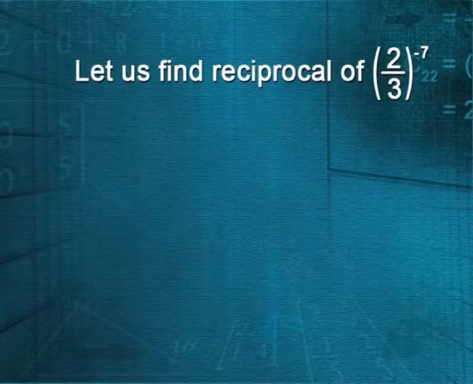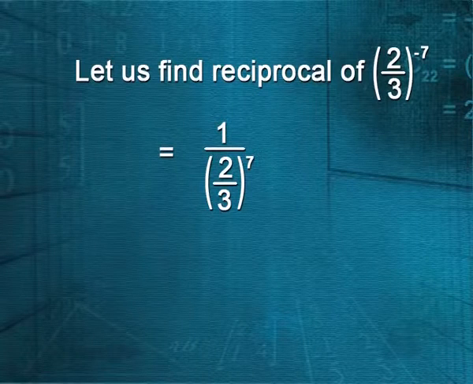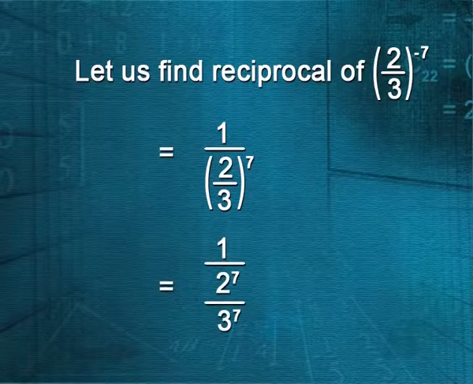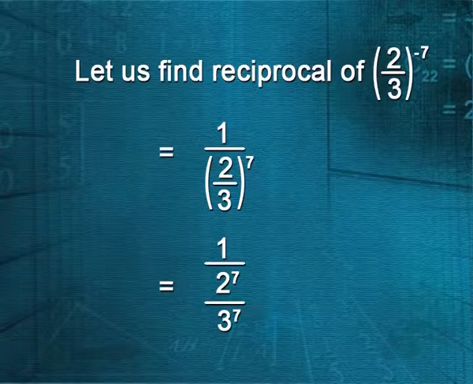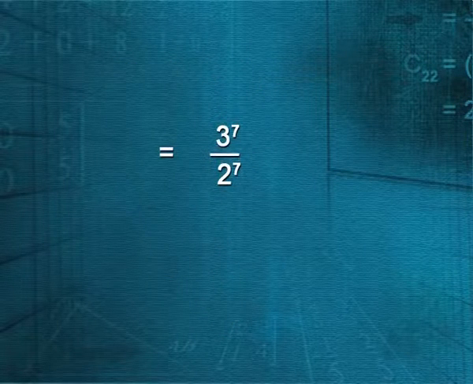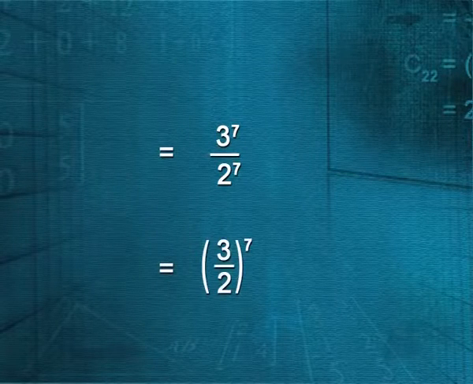Let us find the reciprocal of 2 by 3 raised to power minus 7. Mind it, the power is negative. So, for making this power positive, you will write this number in the denominator. So, it will be 1 upon 2 by 3 raised to power 7. It is equal to 1 upon 2 raised to power 7 divided by 3 raised to power 7, and it will come in the numerator: 3 raised to power 7 divided by 2 raised to power 7, which is equal to 3 by 2 raised to power 7.